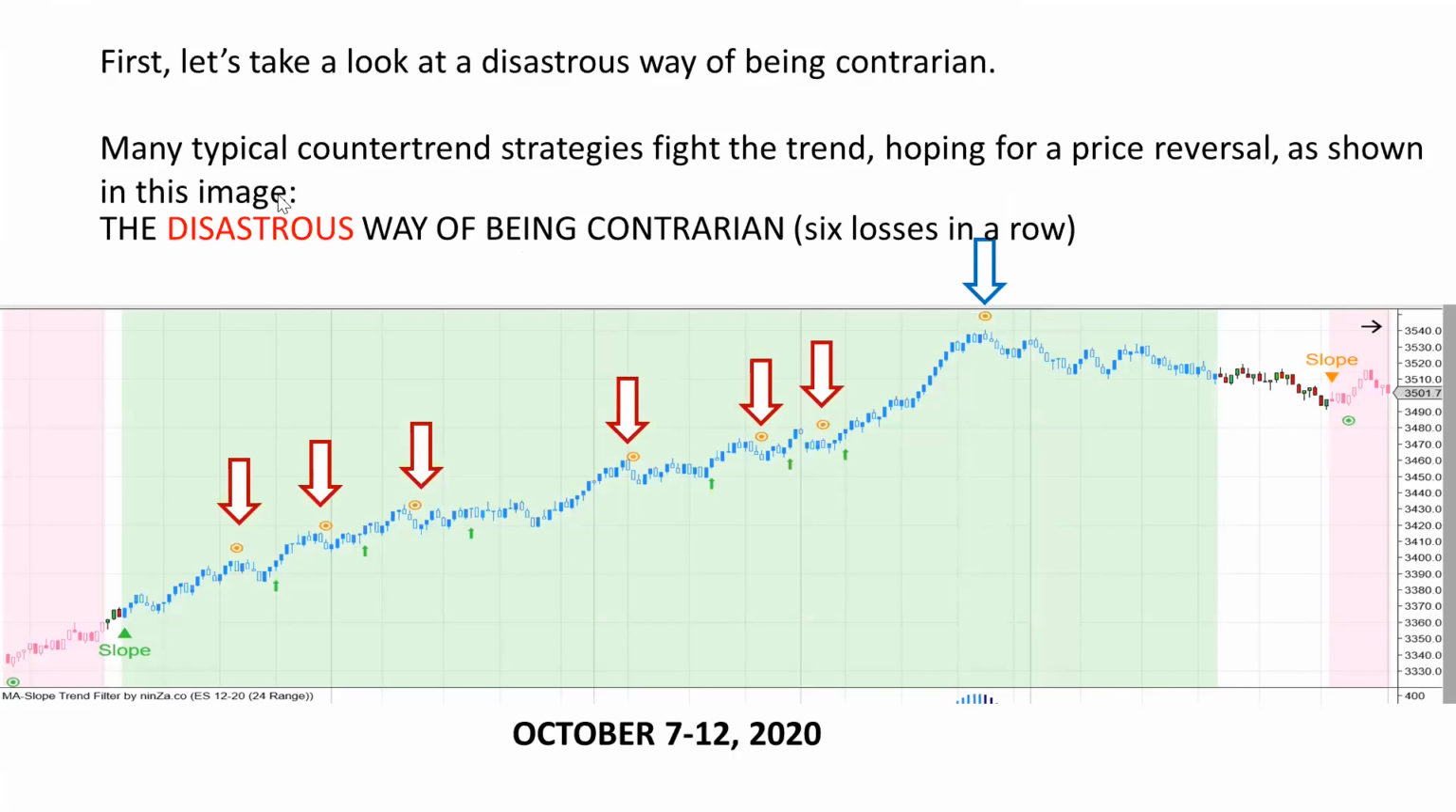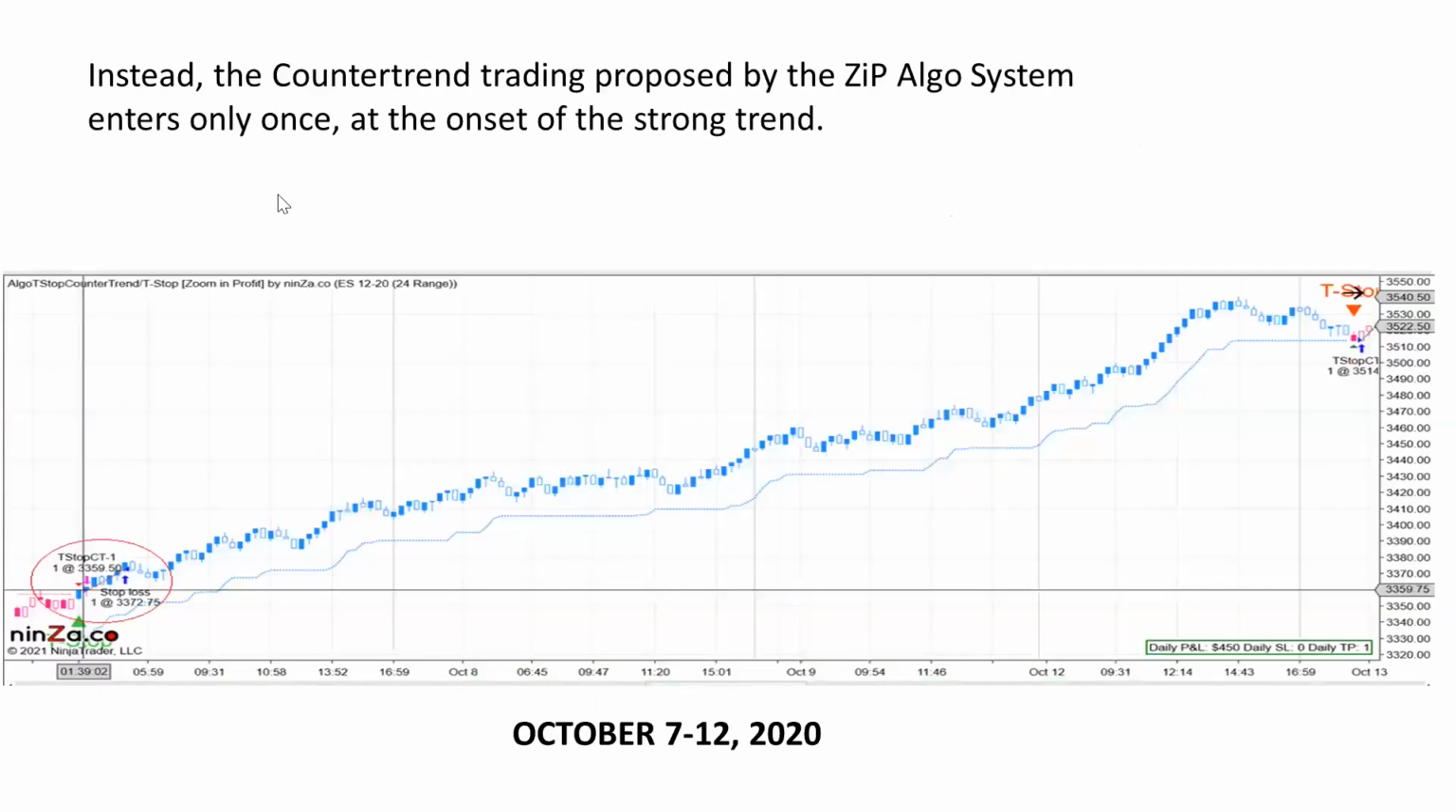Many typical countertrend strategies fight the trend, hoping for a price reversal, as we see on this chart. And to me, this is a disastrous way of being contrarian, because in a strong trend, that could be multiple losses while hoping for a turnaround in price. And let's see the alternative to this. Instead, the countertrend trading proposed by the Zoom-in Profit Algo System enters only once at the onset of a strong trend. The same chart we saw previously.